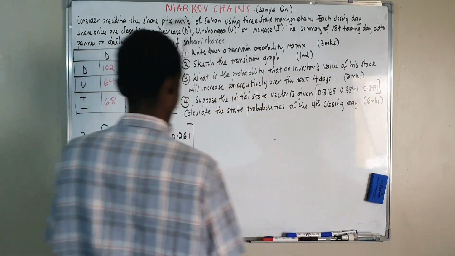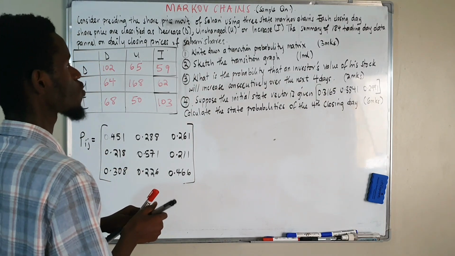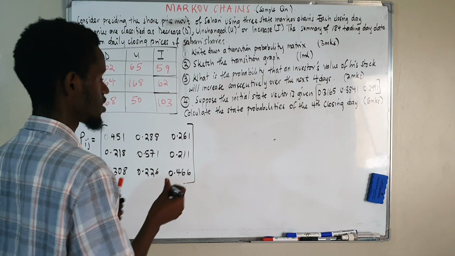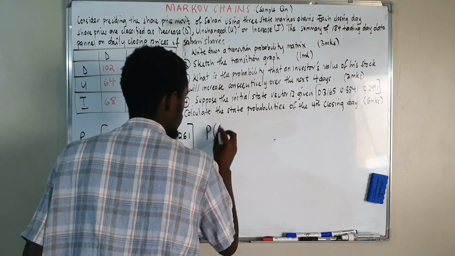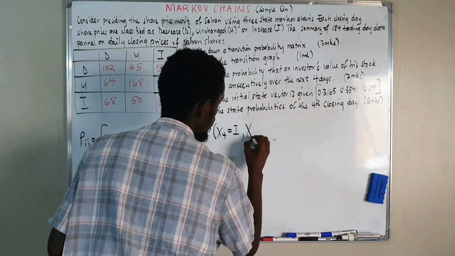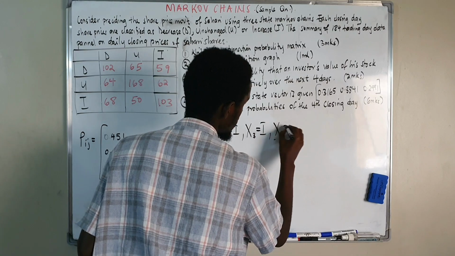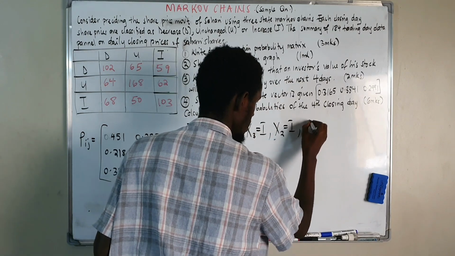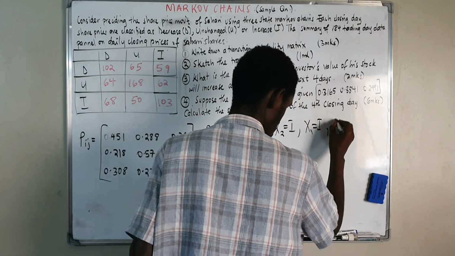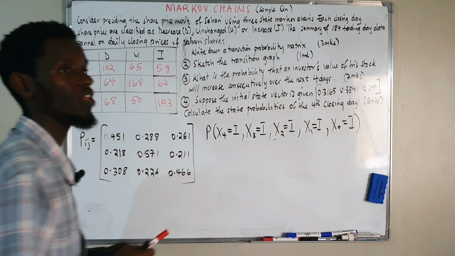They are saying that they want us to get the probability that the investor's value of stock will increase consecutively over the next 4 days. That is the probability that on the 4th day it will increase, on the 3rd day it will increase, on the 2nd day it will increase, and on the 1st day it will increase, provided that on the initial day it was increasing. This is what they want.